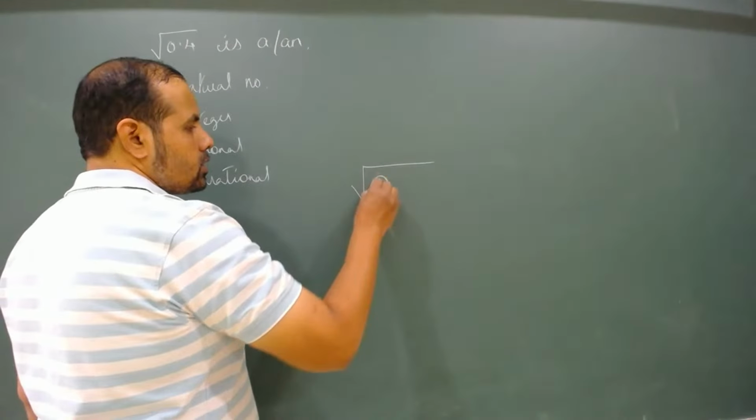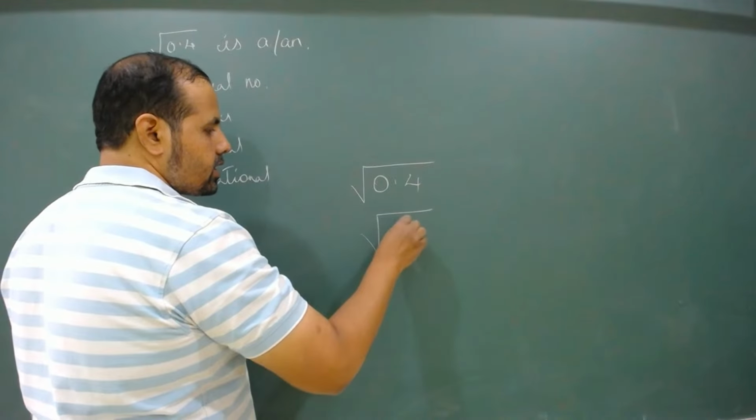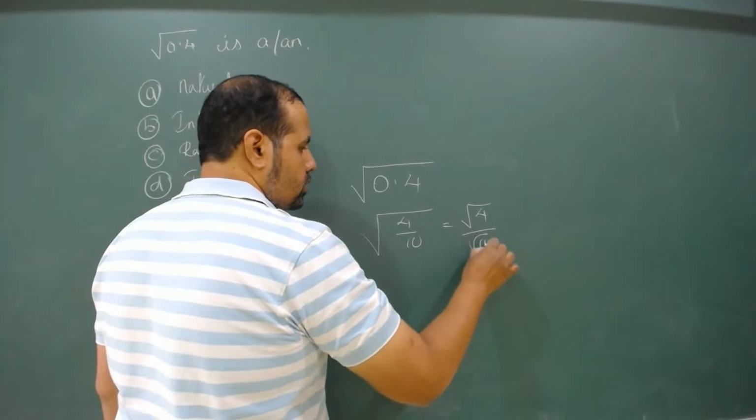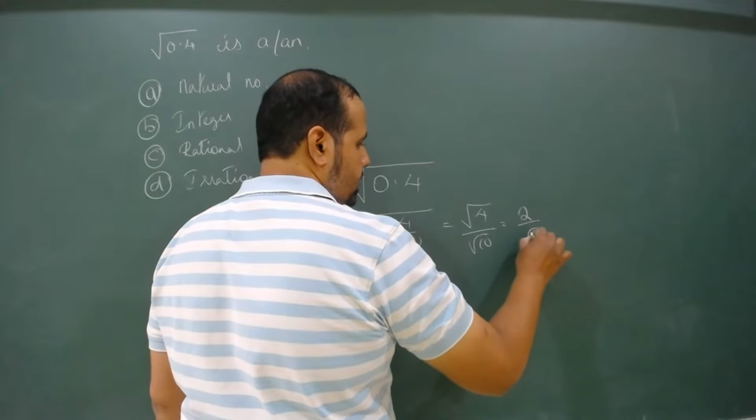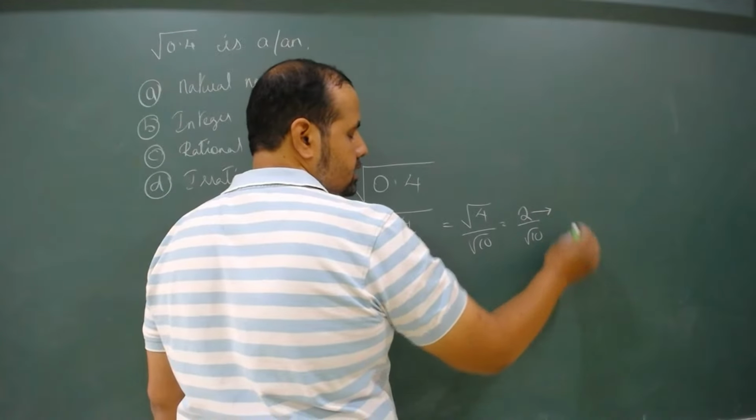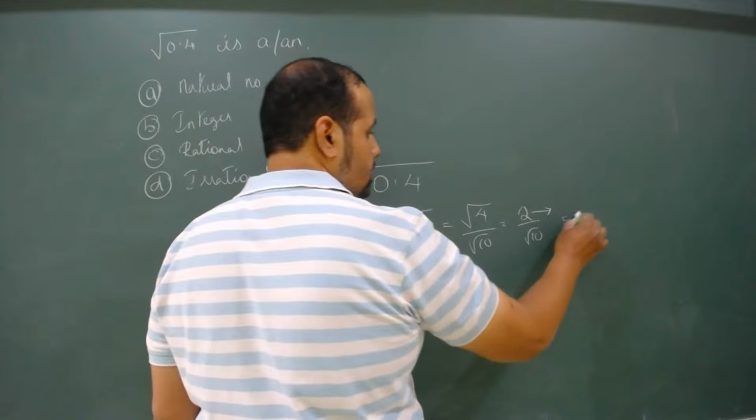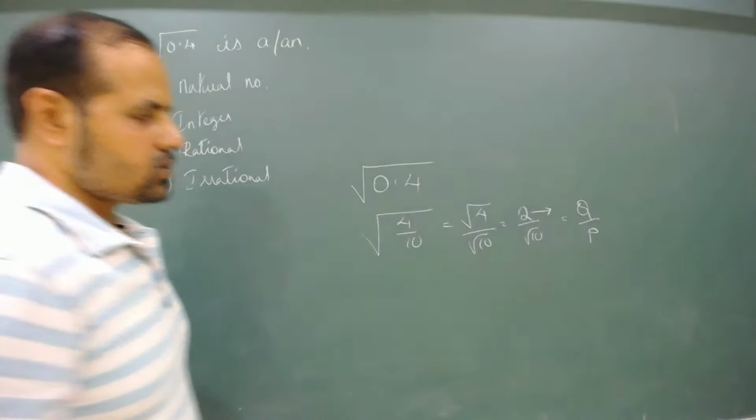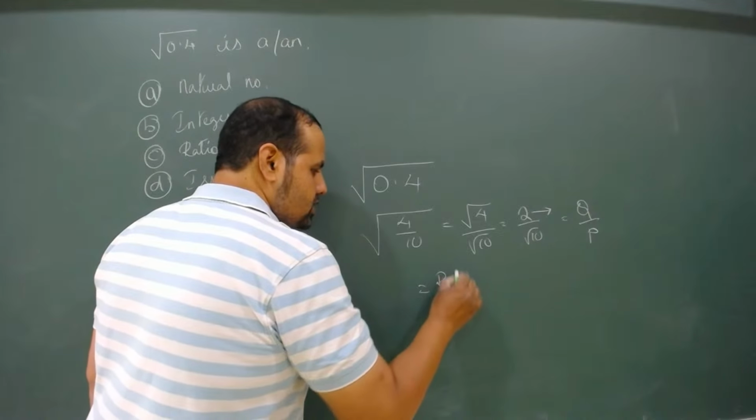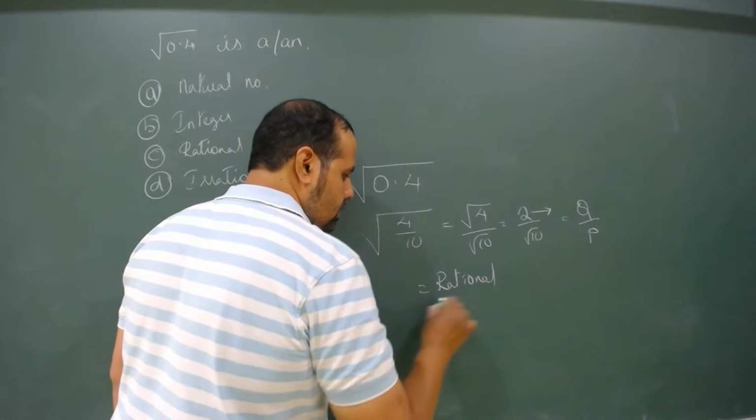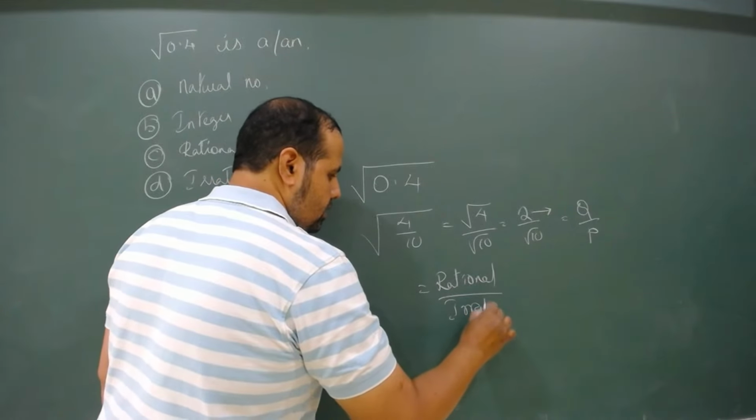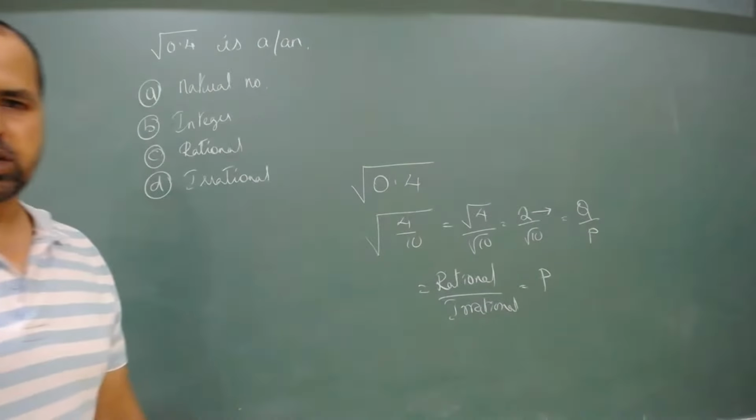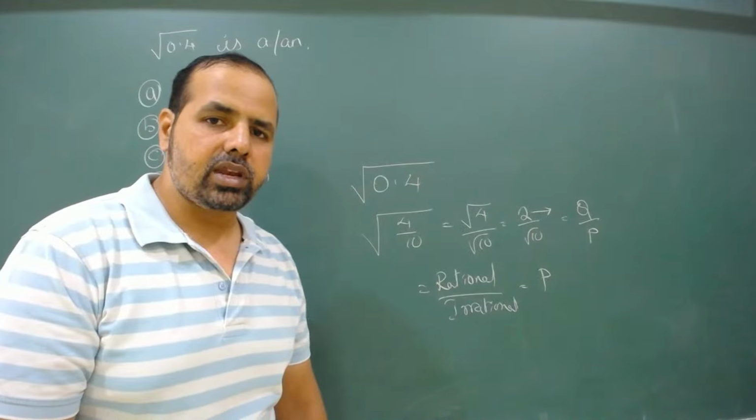Square root of 0.4 can be written as root of 4 by 10, which is root 4 by root 10. Root 4 is 2, so it is 2 by root 10. Here 2 is a rational number and root 10 is an irrational number. So a rational number divided by an irrational number is nothing but irrational.